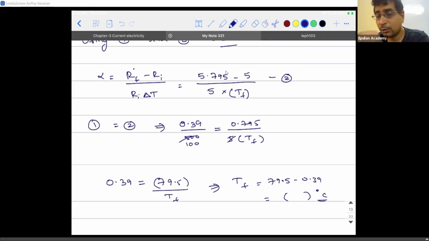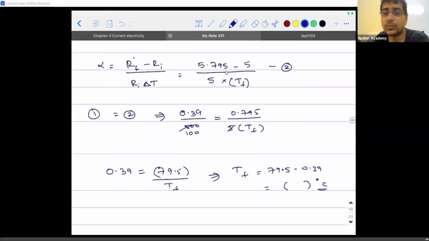But look at the difference. Initially, at 0 degrees Celsius, the resistance was 5. When it reached 100 degrees Celsius, it was 5.39. So it needed 100 degrees Celsius for its resistance to increase from 5 to 5.39.